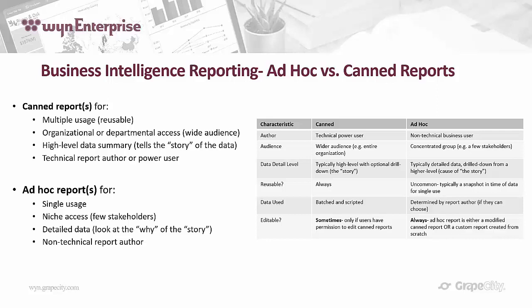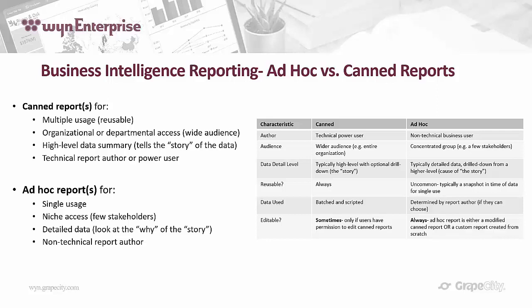Now, the audience for a canned report is going to be a much wider audience than an ad hoc report. So for canned reports, the audience may be the entire organization, so maybe company-wide sales data or quarterly reports or something like that. And it doesn't even need to be the entire organization; even an entire department would be a canned report. Whereas an ad hoc report is going to be a more concentrated group for an audience. So maybe it's just yourself. You're building a report for just yourself, or maybe it's yourself and your teammates, or yourself and your boss or something like that. It's just a very niche audience.